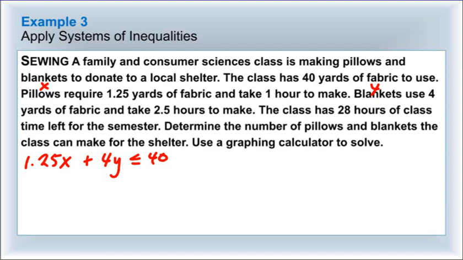The other one will be dealing with the time it takes. And it says they have 28 hours to use, so this is going to be less than or equal to 28. And it says for pillows, 1 hour to make, so that's 1x plus 2.5 hours to make a blanket, so 2.5y is less than or equal to 28.